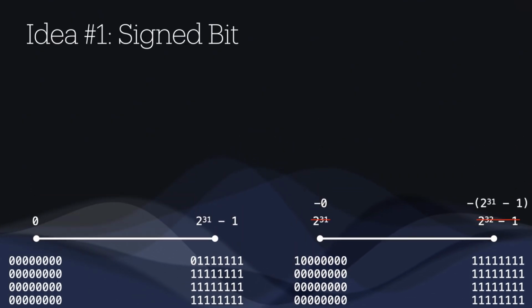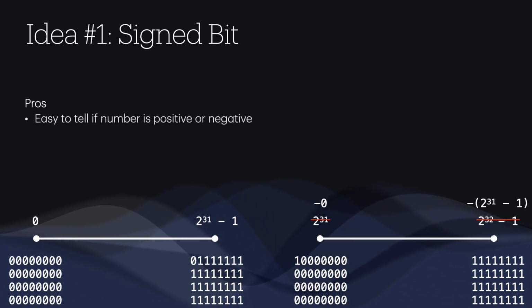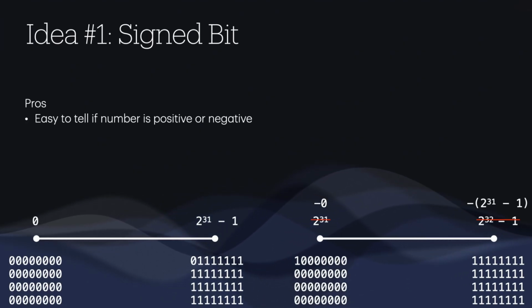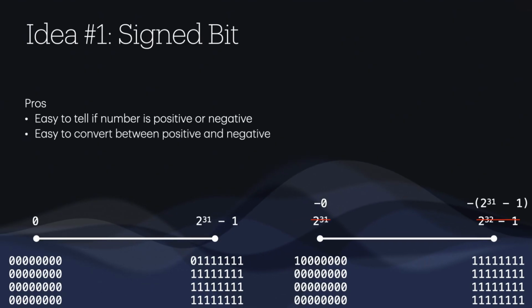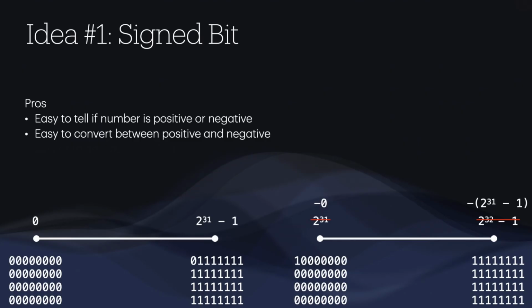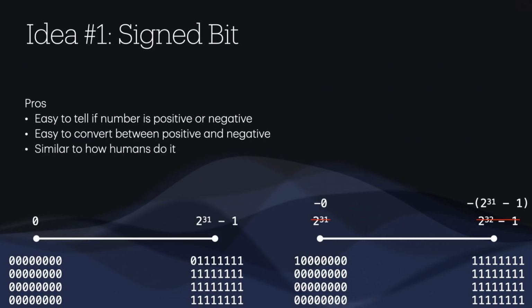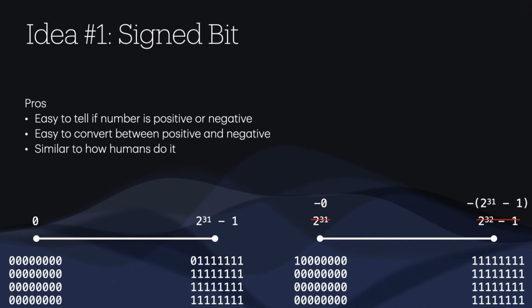There are plenty of benefits to this system. First of all, it's very easy to tell if a number is positive or negative. If it starts with a 0, it's positive, otherwise it's negative. It's also very easy to convert from positive to negative, and vice versa. All you have to do is change the first bit. One of the best things about this system is it's very similar to how humans do it. Even though we don't have a negative sign, the first bit essentially acts as our negative sign, where the 0 acts as a positive sign, and the 1 acts as a negative sign.